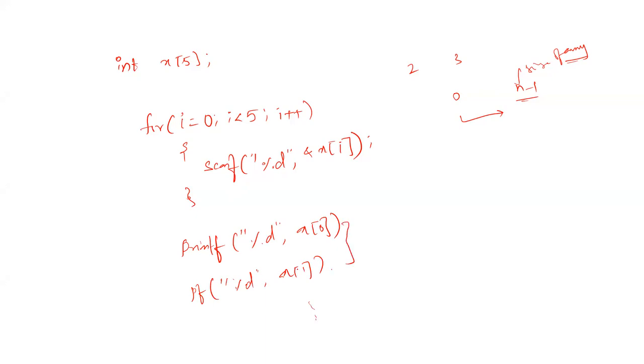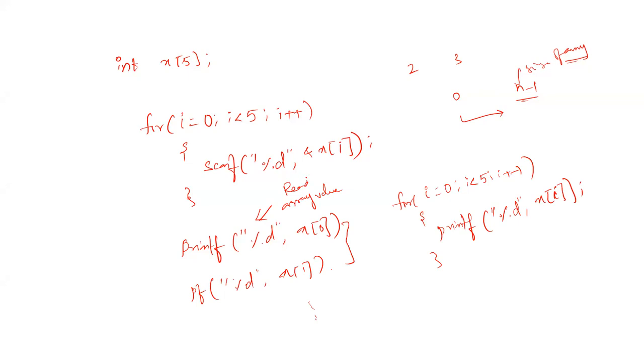Same thing. So what is the replacement? You can replace this with for i equal to 0, i less than 5, i plus plus, open brace, printf percentile d, x of i. Okay, so this is to read the array values, and this is to print the array values.